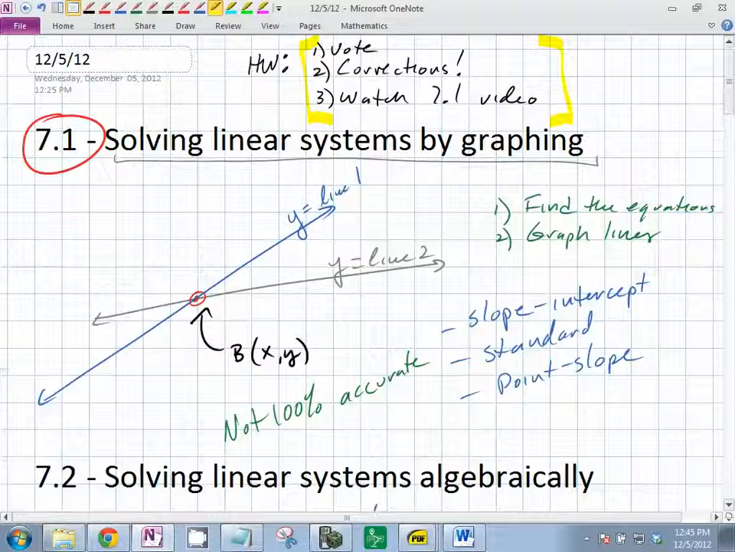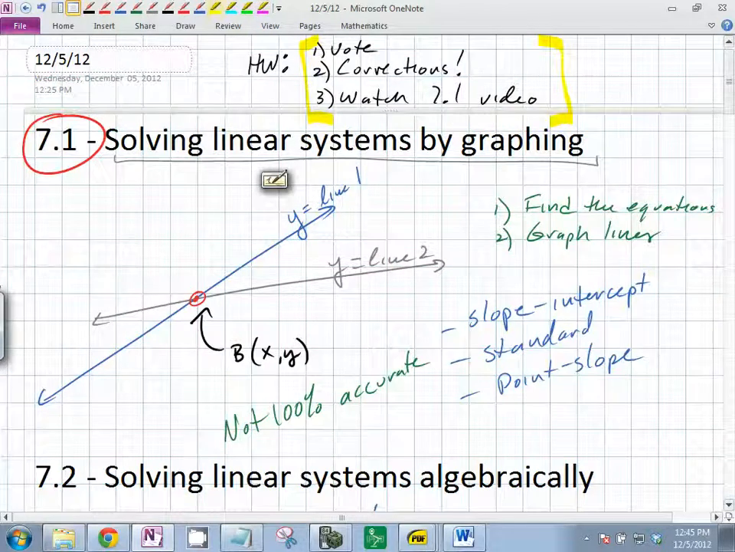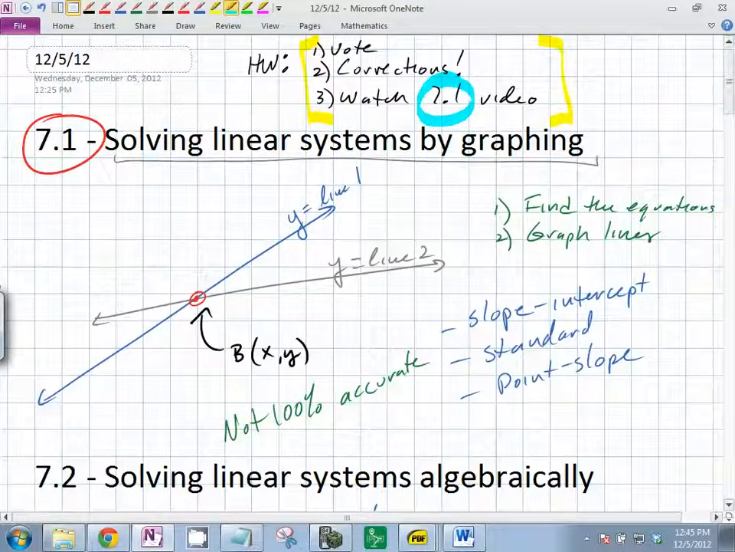Work on corrections. You have tons of corrections to work on, not just the test I handed back today, but look at old work and see if there's any corrections you can make. Also, please watch the 7.1 video, which is going to go online tonight in the YouTube channel. I'll also put the link to it as many places as I can. Check the Twitter feed too.